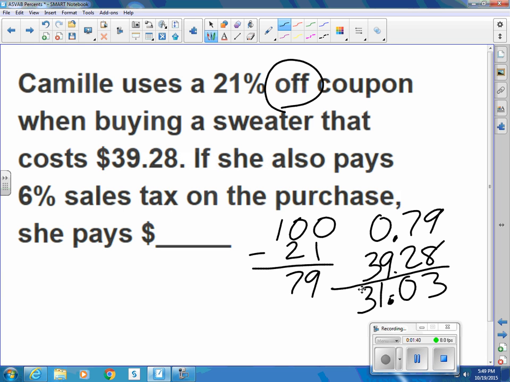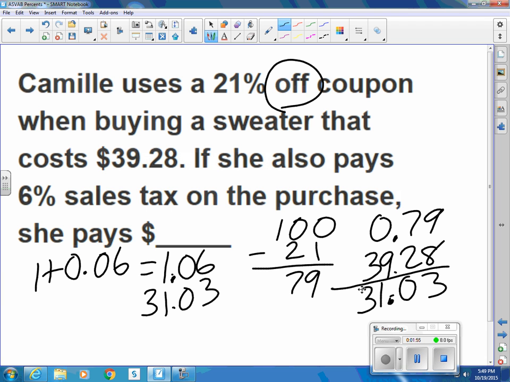Well, we have 6% sales tax, so if I say 1 plus the 0.06, that is 1.06. If I just multiply that by the 31.03, $32.89 is what the calculator says. So take the percent off first and then put the tax.